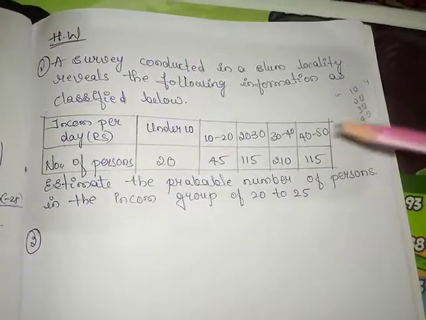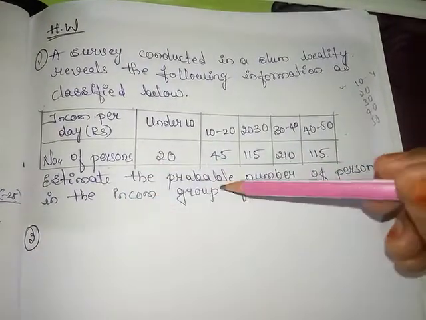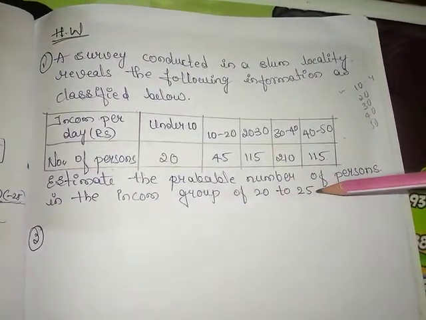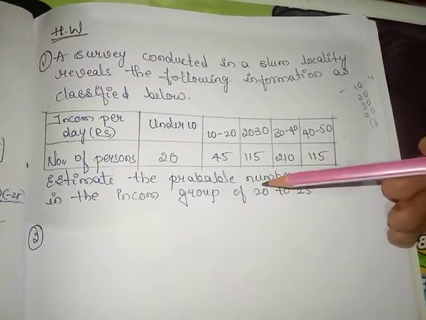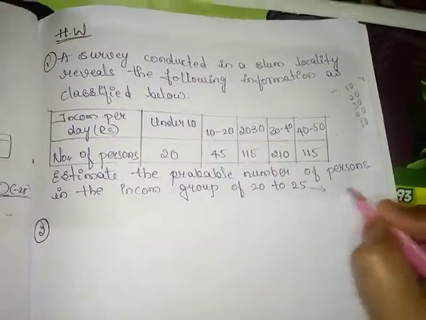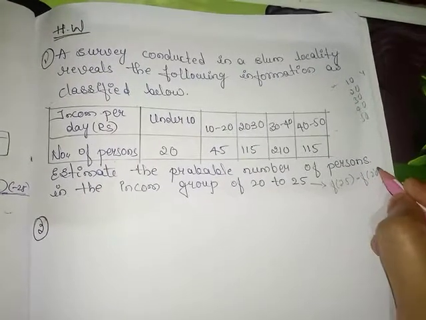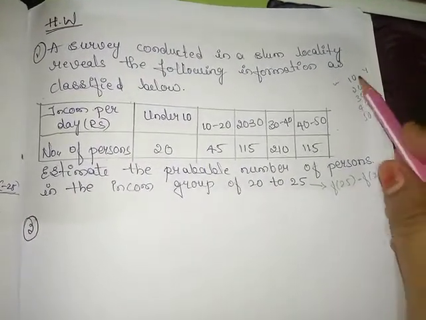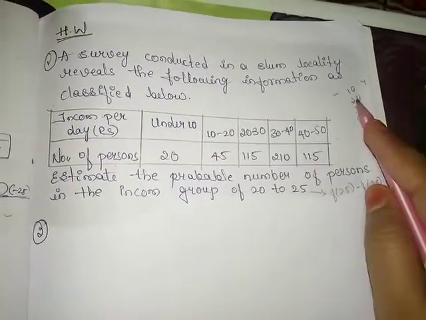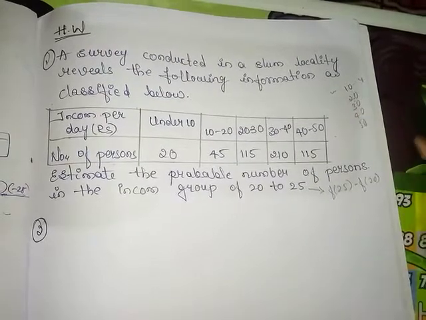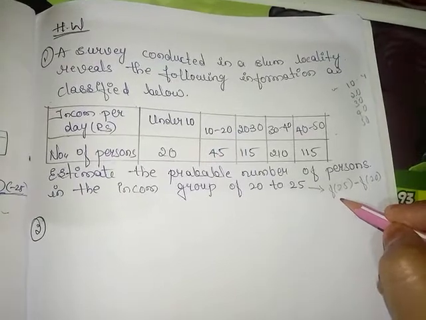Then you have to find the probable number of persons in the income group of 20 to 25. Means you have to find f of 25 minus f of 20. This is the meaning: f of 25 minus f of 20 you have to find. After finding this one, you will get the functional value corresponding to 20, means for the x value 20 you will get the value of y, and here you have to find f of 25.